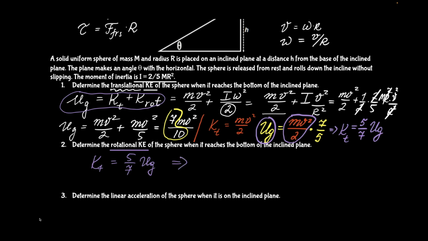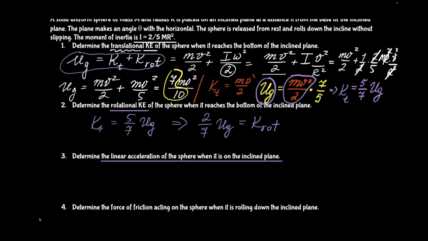Then the leftover, which is 2/7 of UG, would be kinetic energy rotational. We did not even have to recalculate much. Question 3, we need to figure out the acceleration. We have to apply Sir Isaac's law twice.